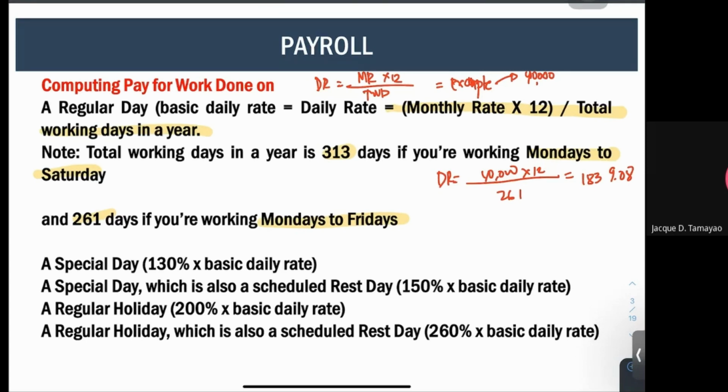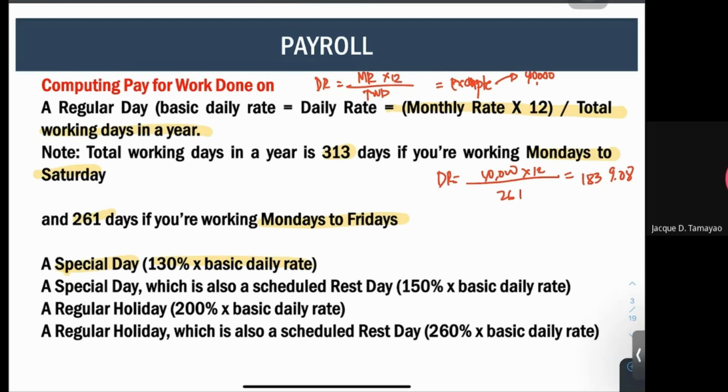How about if you work with a premium pay? When can we say that we are working with a premium pay? We can say we are working with a premium pay if that is a special day or special holiday, a regular holiday, a rest day, or a regular holiday with a rest day. So how do we compute if it is a special day? If it's a special day, it is 130% multiplied by the daily basic rate.